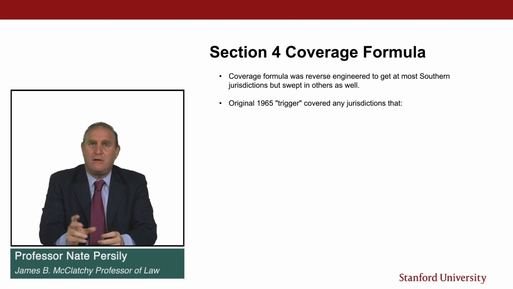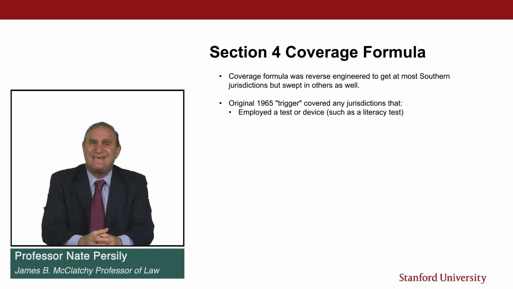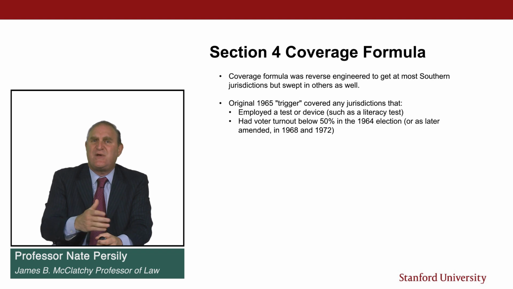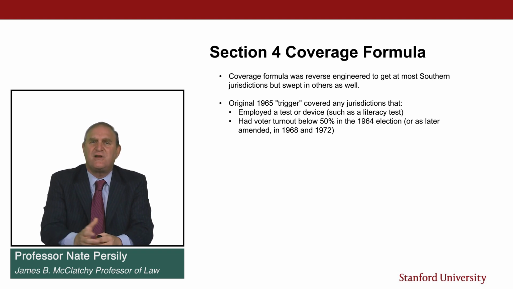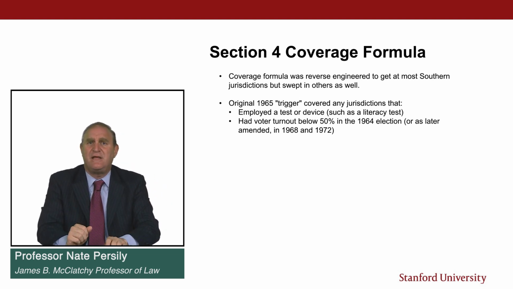The original trigger in Section 4 of the Voting Rights Act said that if a jurisdiction employed a test or device, such as a literacy test, and had voter turnout below 50% in the 1964 election, later amended to apply to the 1968 and 1972 elections, then it was covered under the Voting Rights Act. It also said if you had voter registration below 50%, or voter turnout below 50%, that would usually capture all these jurisdictions. So there are two elements to it.